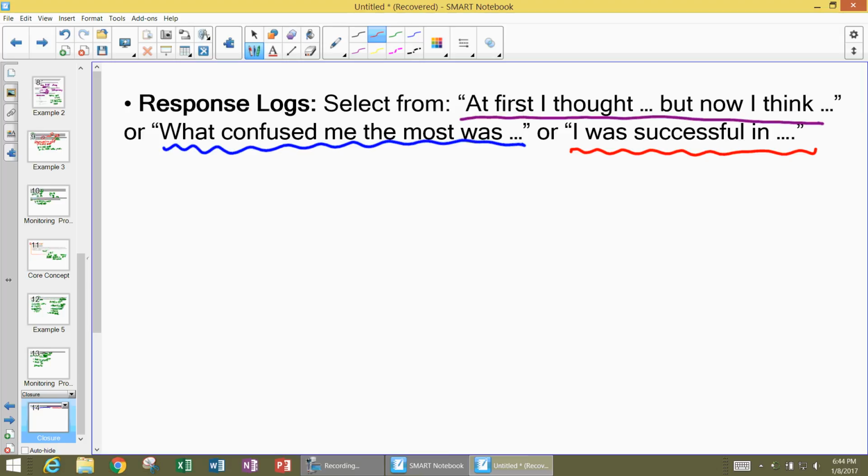So at the end, this is kind of our summary for this lesson. This is how I can tell if you understood this well enough or not well enough. So at first I thought exponential functions looked like lines, but now I think, tell me what they look like. Or what confused me the most was how to enter the numbers into the calculator. Or I was successful in understanding, and then fill in the blank. All right, and I will be checking these when you turn in your notes to look for your reflection on this piece.